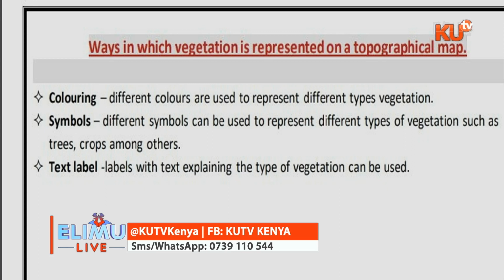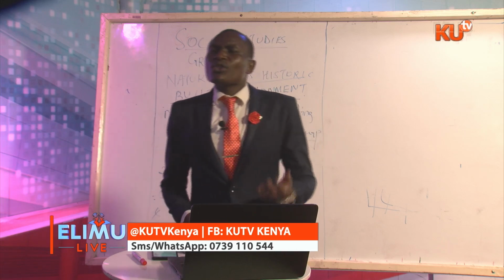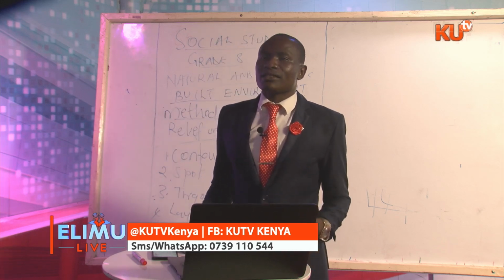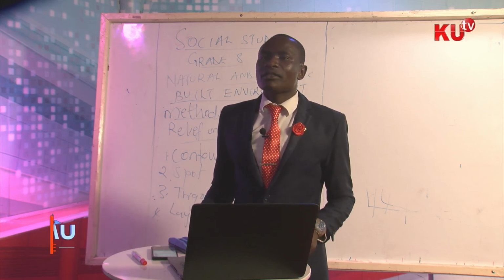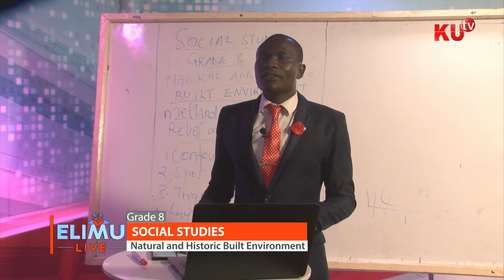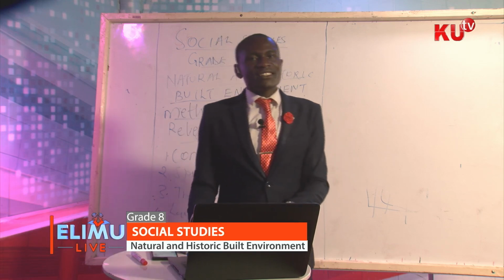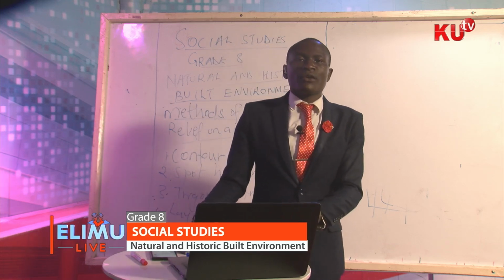How do we interpret physical features? I know our time is almost up, but we are moving on. How do we interpret physical features on a map? We will be ending there. On a map, we also need to interpret physical features. What are some of these physical features? 1, we have mountains. 2, we have hills. 3, we have plateaus. 4, we have plains, and so on and so forth.